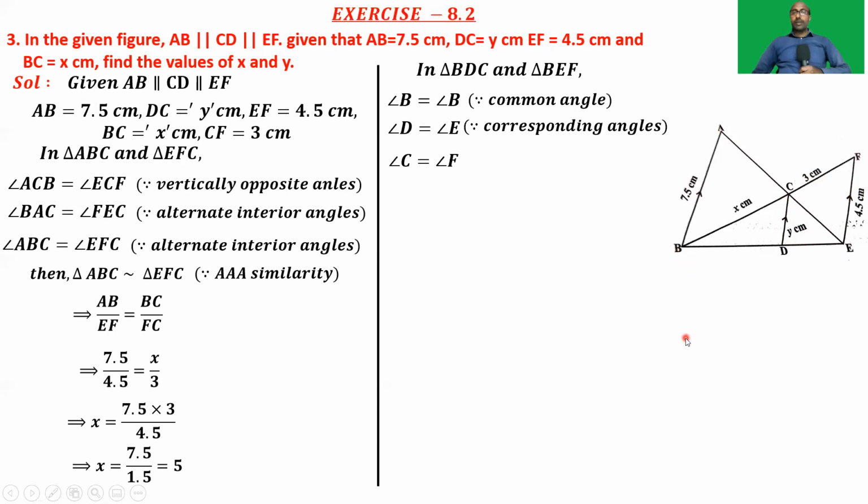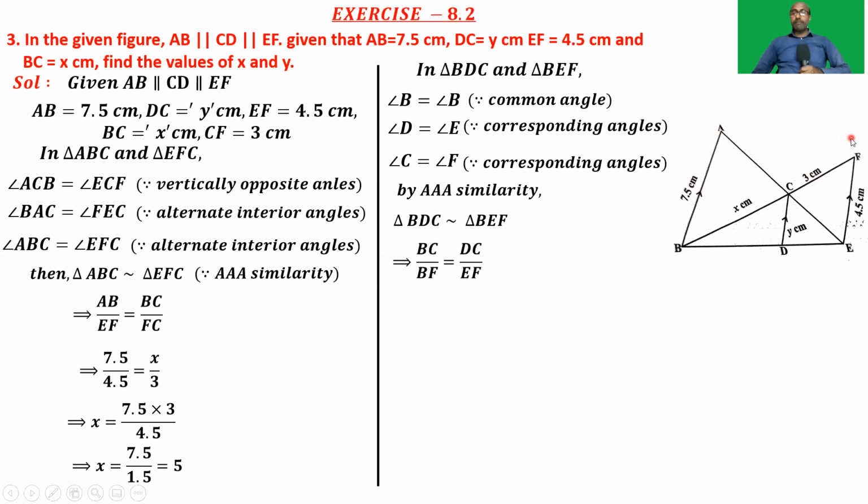Now, also angle C is equal to angle F. These two are also corresponding angles when BF intersects the parallel lines DC and EF at C and F. Angle C is equal to angle F. Now, by AAA similarity, we can say that triangle BDC is similar to triangle BEF. Now, the ratio of corresponding sides, that is BC/BF is equal to DC/EF.